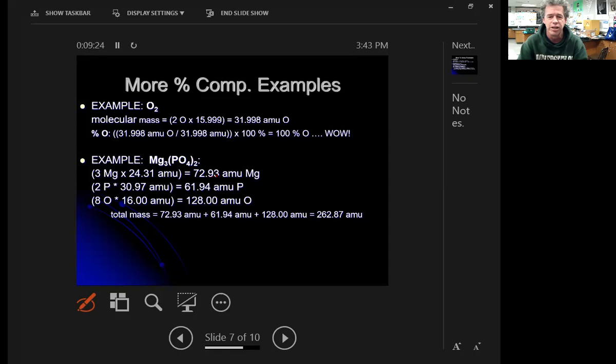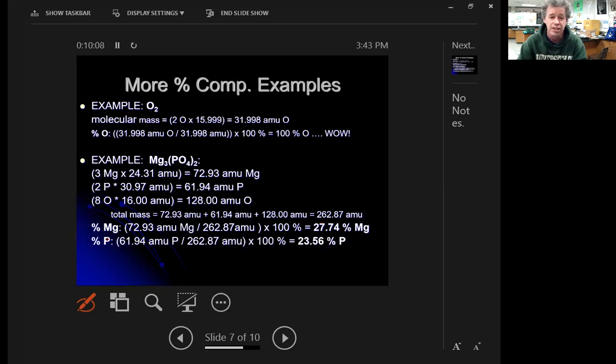When we take the 72.93 for the magnesium, the 61.94 for the phosphorus, and the 128.00 for the oxygen, and add them all together, we get a total mass for this compound, because it's ionic, of 262.87 AMUs. Then, to find how much magnesium is in there, you take the mass of the magnesium, 72.93, divide it by the total mass, 262.87, and multiply by 100, and you get 27.74% magnesium.